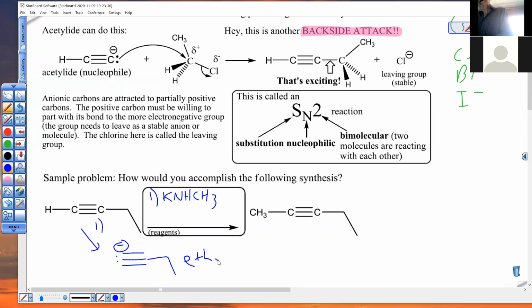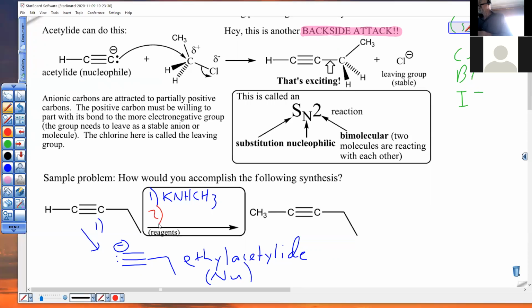Ethyl acetylide, which plays the role of a nucleophile. If I have a carbon that has a leaving group, then I can attack it and I will get this new carbon-carbon bond. So what's the new group I need over there? It's a methyl. I need a methyl with a leaving group. So the answer to that question is, let's have a methyl with a leaving group.